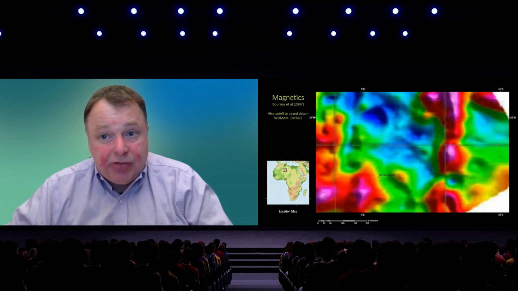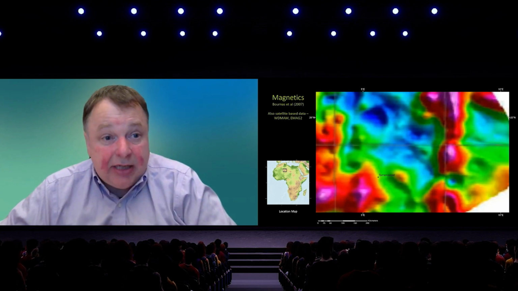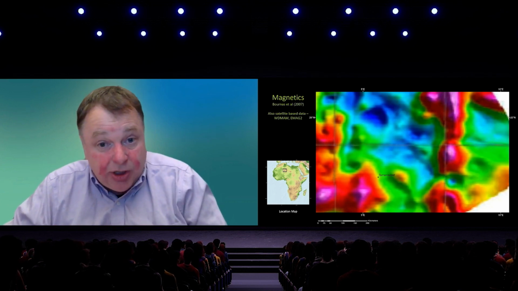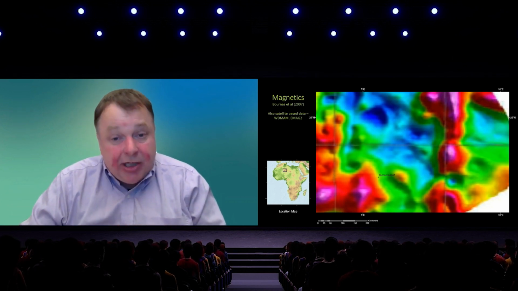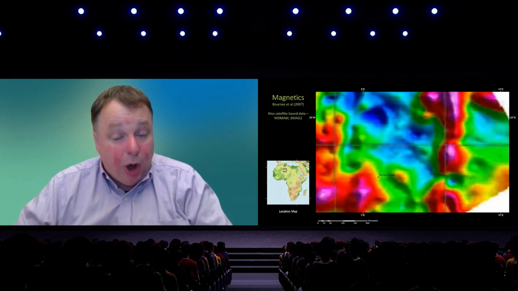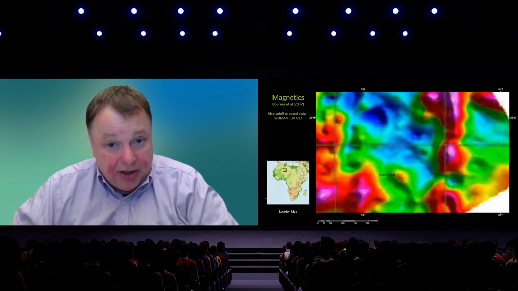And then deeper in the crust, we're looking at gravity and magnetics. This is a magnetic data set from Bornas et al. in 2007. We do have higher resolution data, but this coarser resolution is great for defining the terrains and the crustal scale blocks that determine the overall composition and thickness of the crust.